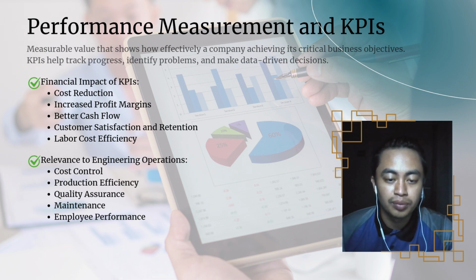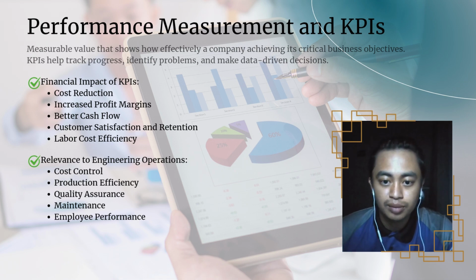From a financial standpoint, KPIs offer several strategic benefits. First is cost reduction: lower defect rates and improved process control reduce waste and rework, thus cutting operational costs. Next is increased profit margins. Higher production efficiency allows more units to be produced without raising fixed costs, spreading overhead and improving profitability.